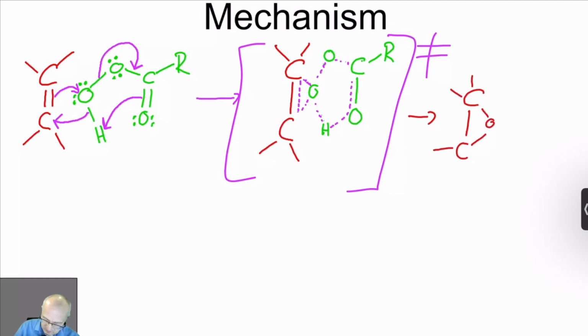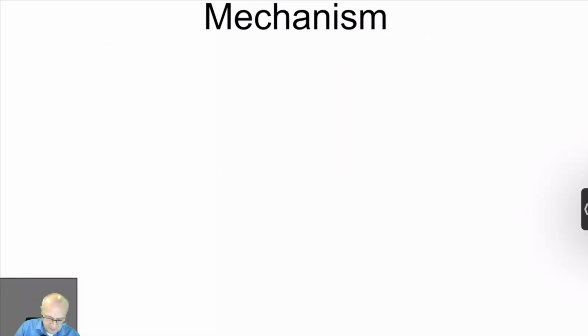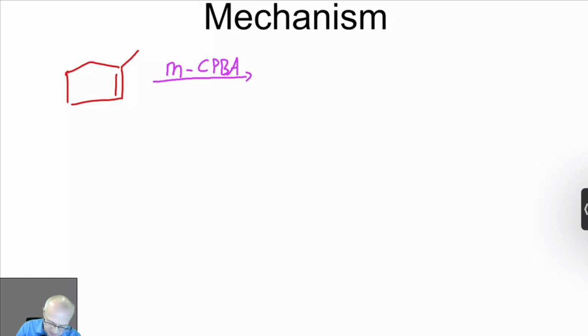Now, just like cyclopropanes, these reactions can be stereospecific. It can either be up or it can be down, because the approach of the MCPBA, or the peracid, can come from the top or the bottom. So they are stereospecific. Now, let's take a look at the stereospecificity of this reaction. Let's take a look at just a standard cyclopentene. We're going to add MCPBA to this.